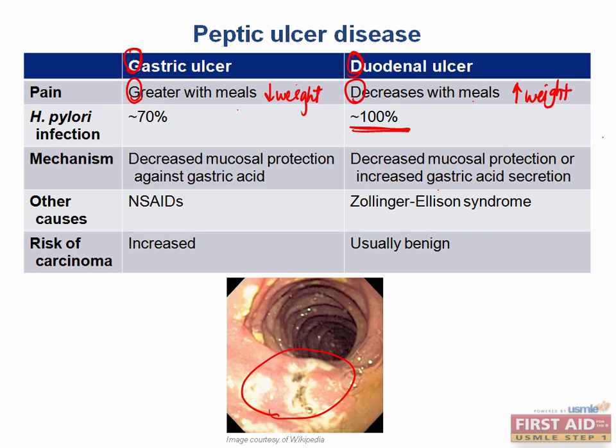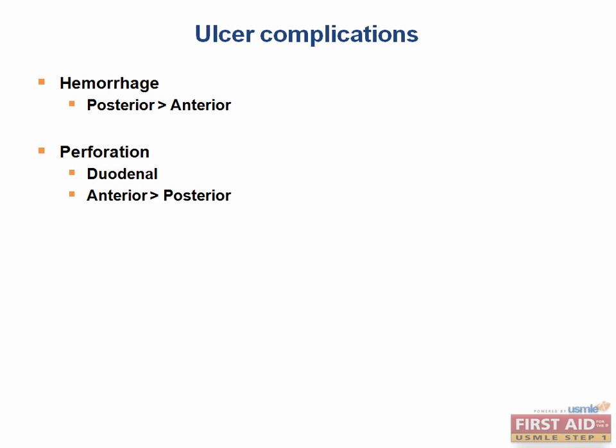The major complications include bleeding, penetration into the pancreas, perforation, and obstruction. Ulcers, along with esophageal varices, are the most common causes of upper GI bleeds. Aside from the possible cancer risk that we discussed earlier, there are other possible complications of ulcers that you should be aware of. The first is hemorrhage, which most commonly happens when gastric ulcers erode posteriorly into the gastroduodenal arteries. The other complication is perforation, which happens most commonly in duodenal ulcers, especially when they erode anteriorly.